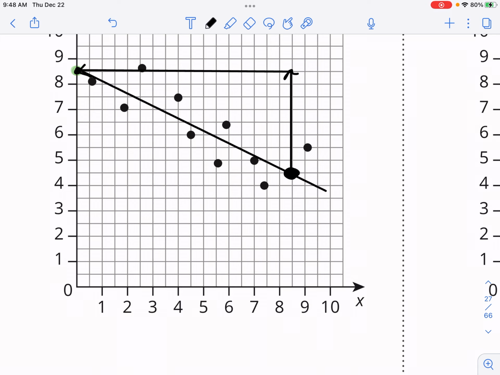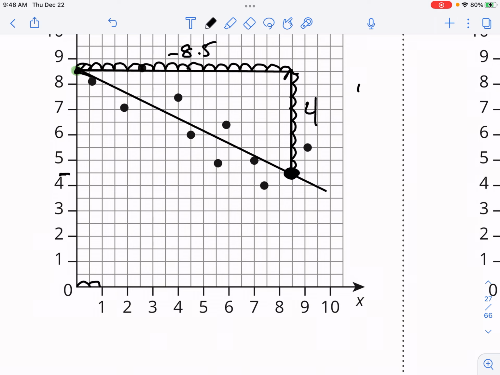The rise, we're going from 8.5, and it looks like we're going by half. So a half, 1, 1.5, 2, 2.5, 3, 3.5. Looks like that's 4. And then the x-axis is also going by half. So a half, 1, 1.5, 2, 2.5, 3, 3.5, 4, 4.5, 5, 5.5, 6, 6.5, 7, 7.5, 8. It's about 8.5 to the left, but that'll be negative.